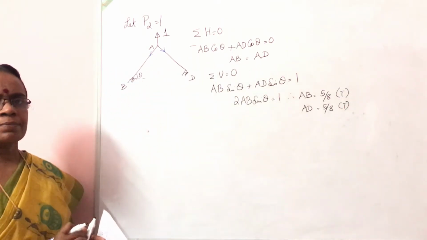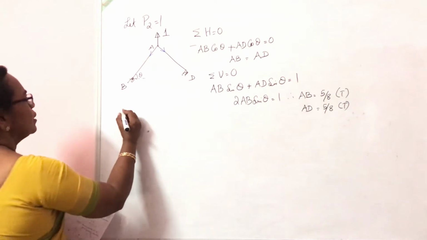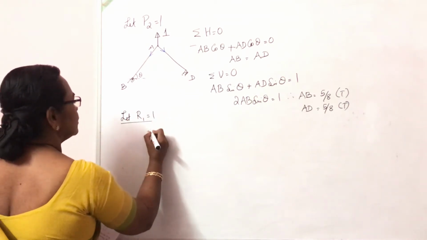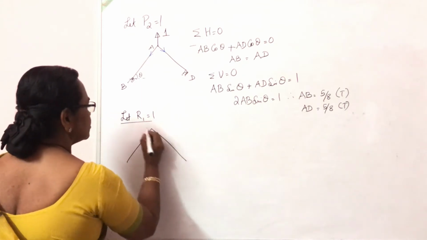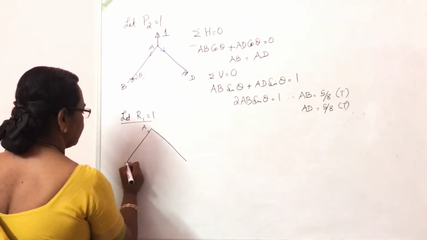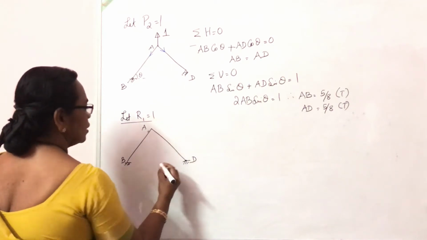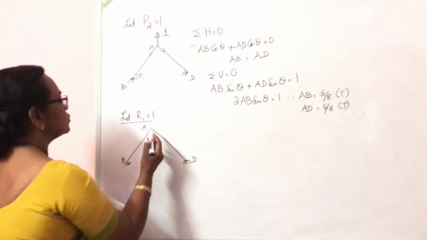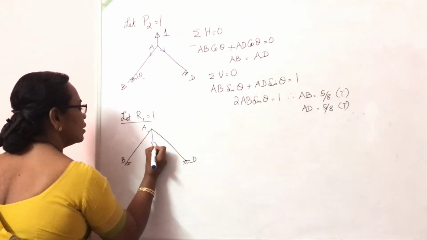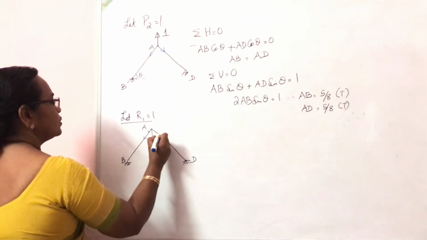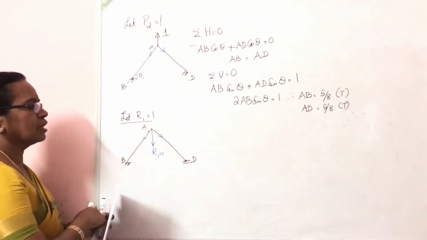Now I have to apply R1 equal to 1, unit value of force in the direction of the redundant. So this is joint A, B, D. Apply unit force in the direction of redundant. This is R1. R1 equal to 1. Let me assume this is tension. This is also tension to start with.